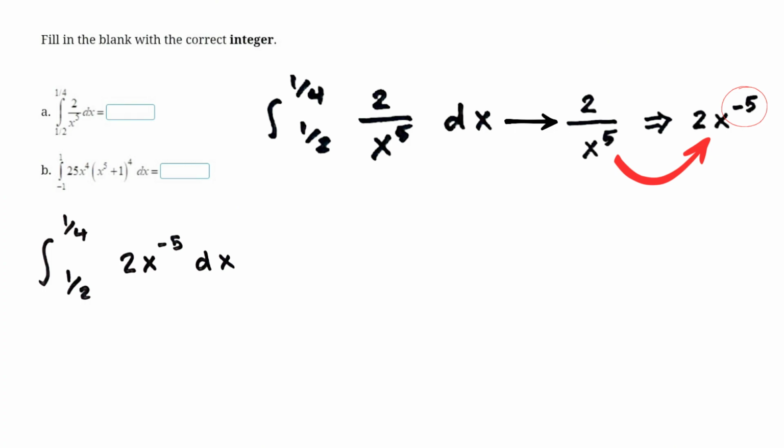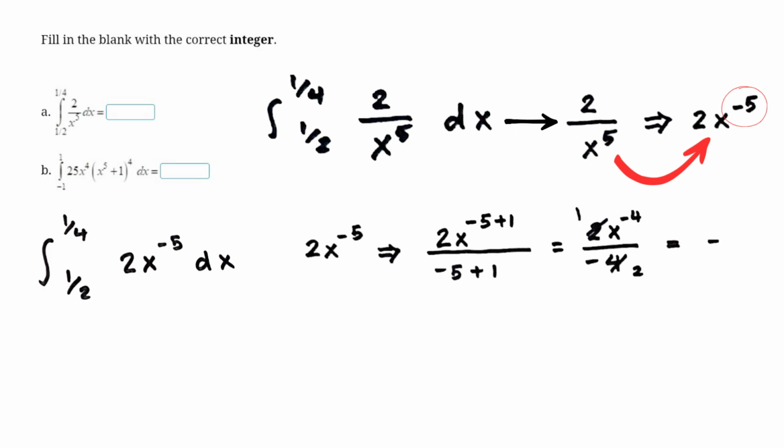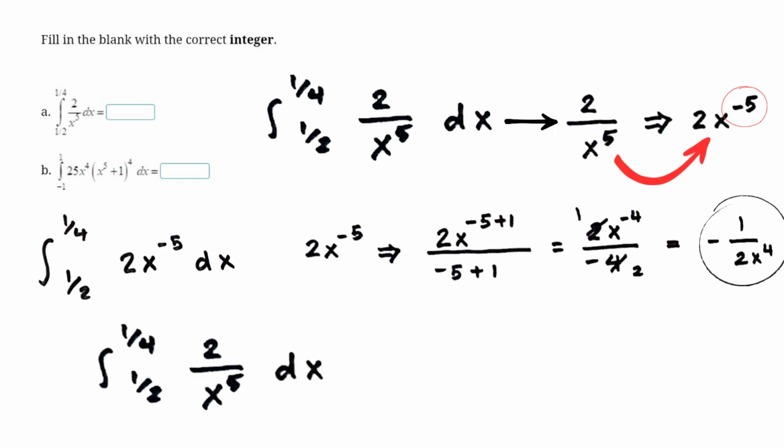Let's apply the power rule now to integrate our term. So 2x to the power of negative 5 will become negative 1 over 2 times x to the fourth power. Therefore, the integral of 2 over x to the fifth power, dx will become negative 1 over 2x to the fourth power, with limits between 1 over 4 to 1 over 2.